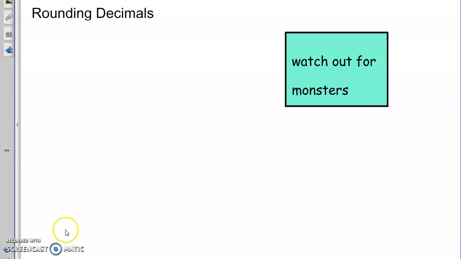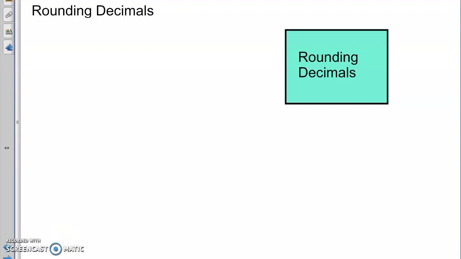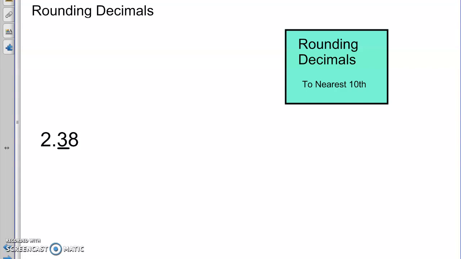Alright, so let's talk about rounding decimals. Our first number here is 2 and 38 hundredths. We're going to be rounding this number to the nearest tenth. You'll notice that we underlined the 3, which is in the tenths place.